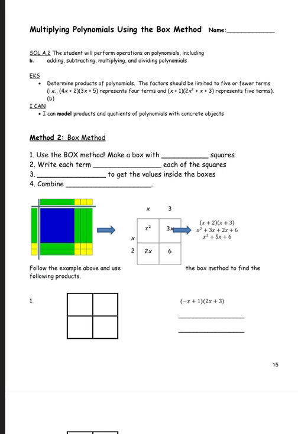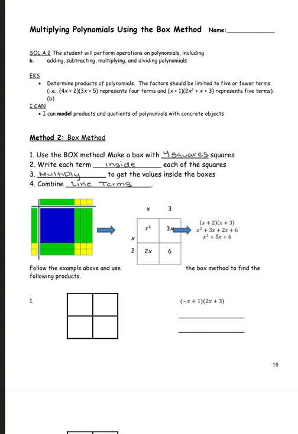So with the box method, you are going to make a box with, we'll say, 4 squares when we're multiplying a binomial times a binomial, but you'll see that when we multiply a binomial times a trinomial, we'll need more than 4 squares. You're going to write each term inside of each box. Then you're going to multiply to get the values inside the box, and then combine like terms.